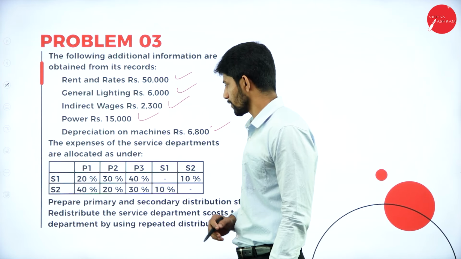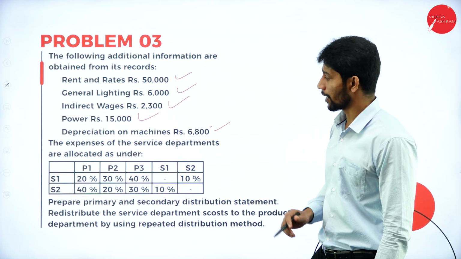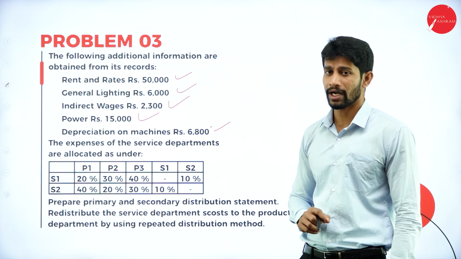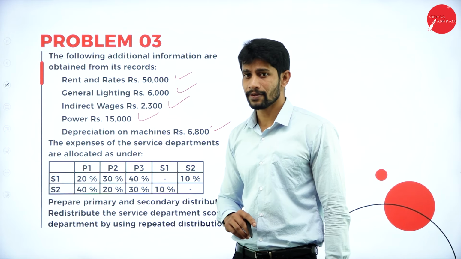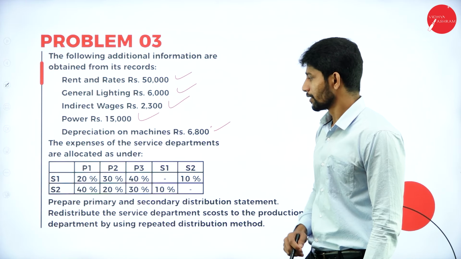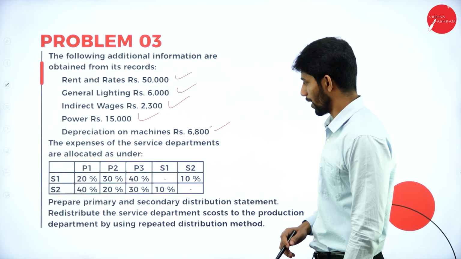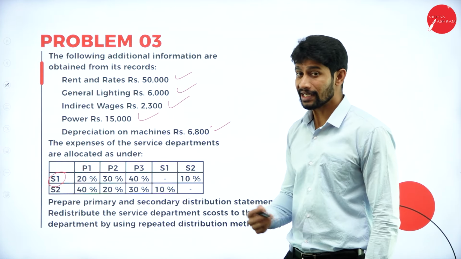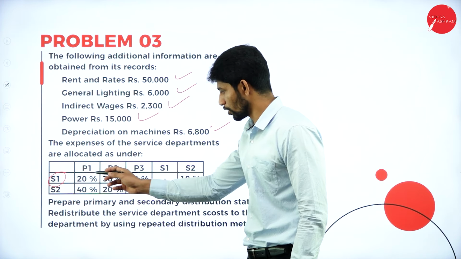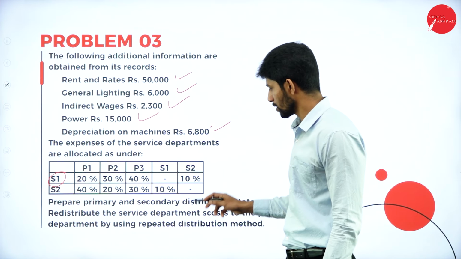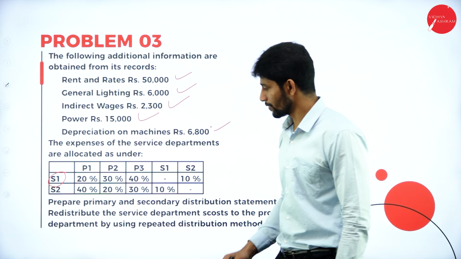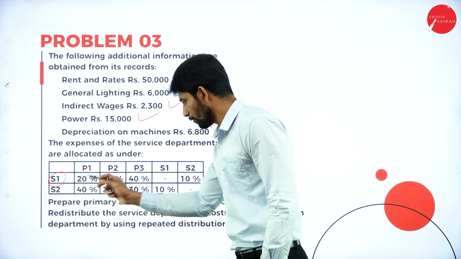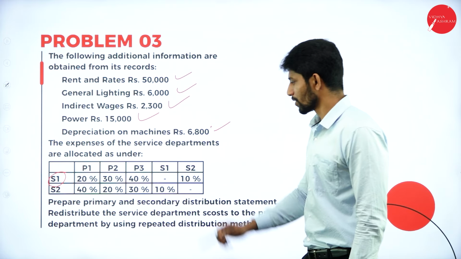So the expenses of the service departments are allocated as under. How are they distributing the expenses of the service department? Service department 1 expenditure is divided into different departments based on 20%, 30%, 40% and 10%. And service department 2 expenses will be distributed among other departments in the ratio of 40%, 20%, 30%, 10%.